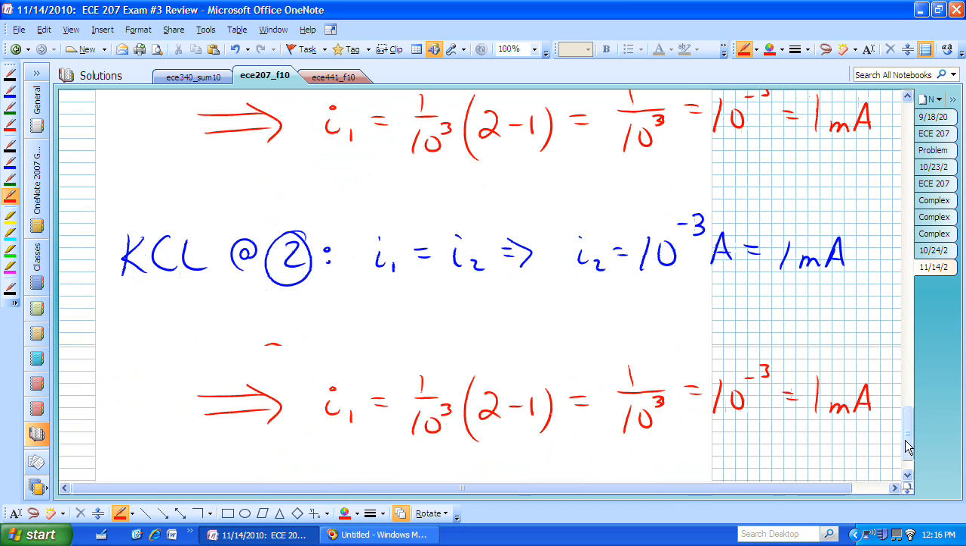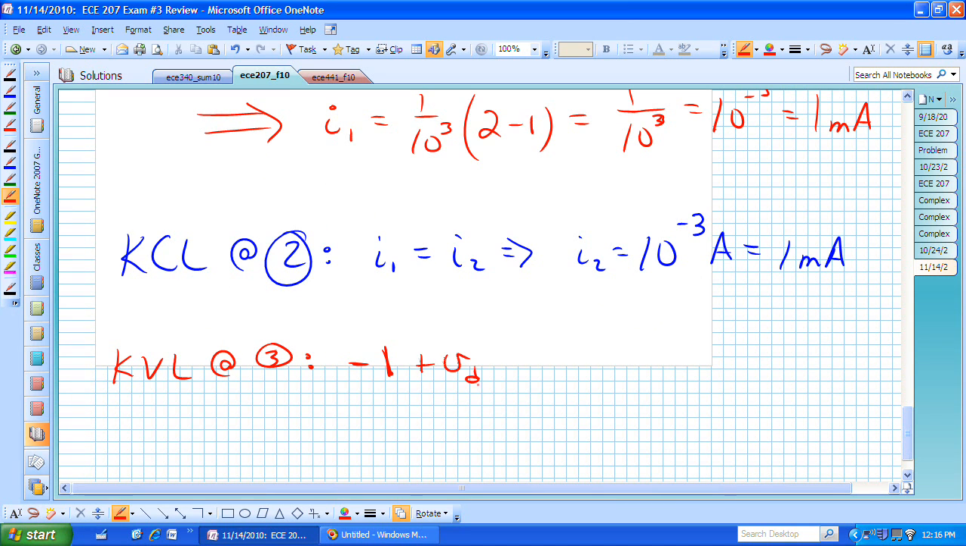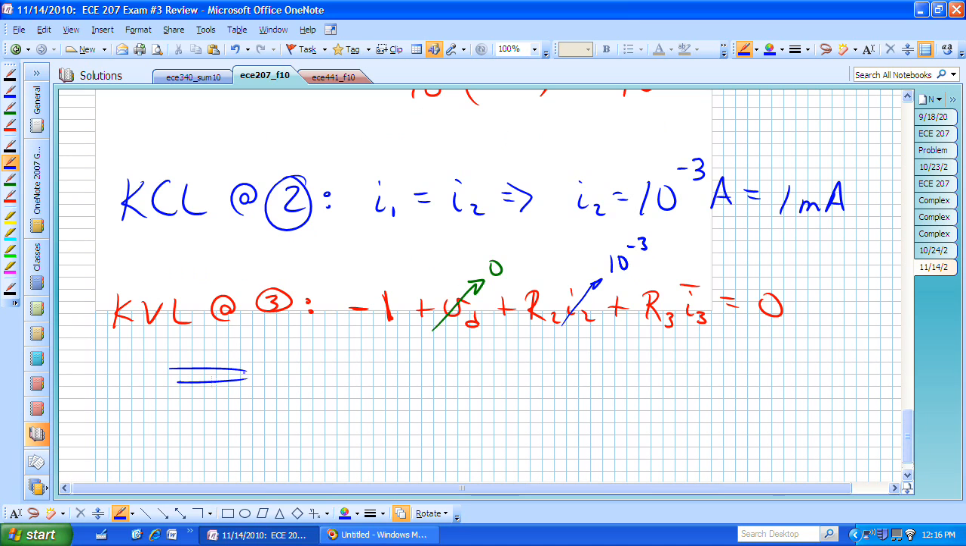We have minus 1 plus v sub d plus r sub 2 I sub 2 plus r sub 3 I sub 3 bar is equal to 0. What we know from the summing point constraint is that v sub d is equal to 0, and we've already determined what I sub 2 is above, that was 10 to the minus 3. R sub 2 and R sub 3 we know, and consequently the only unknown in that expression is I sub 3.